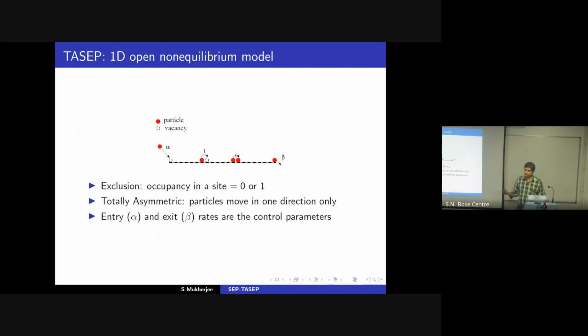Before we go to our model, I will briefly discuss the original TASEP model. This is the model diagram. This is a one-dimensional model where particles enter with the rate alpha and exit the system with the rate beta. Within the lattice, particle occupancy at each site is either 0 or 1. That is the exclusion. And particles can move only in one direction. That is the totally asymmetric part. And these alpha and beta are the tuning parameters or the control parameters of the system through which we can get many phases.